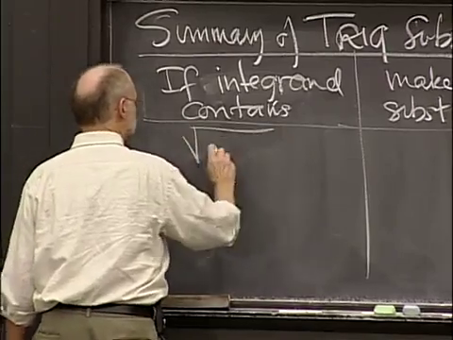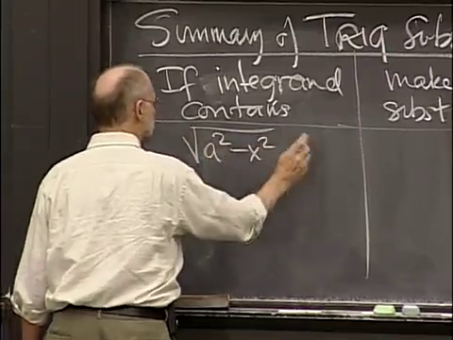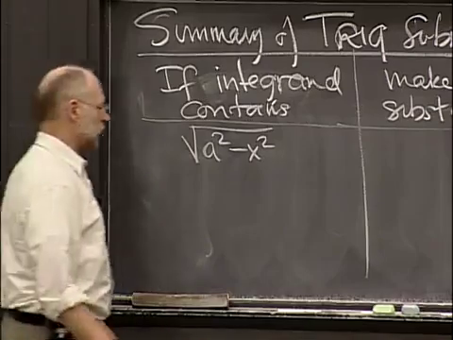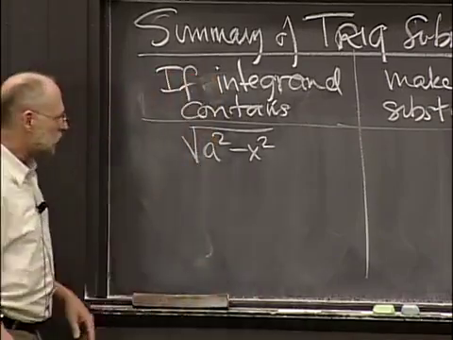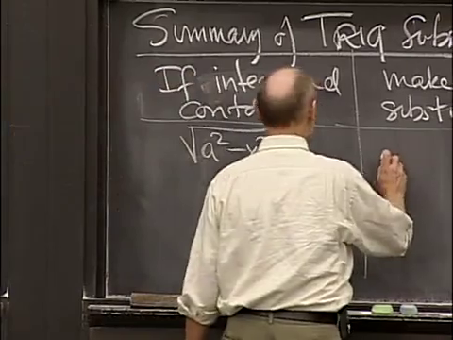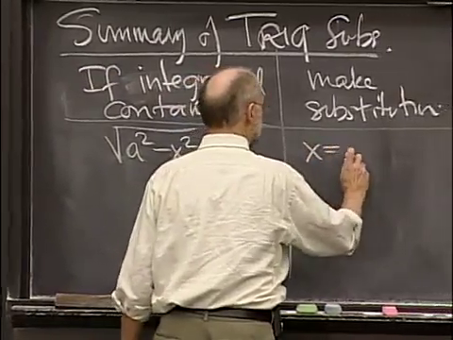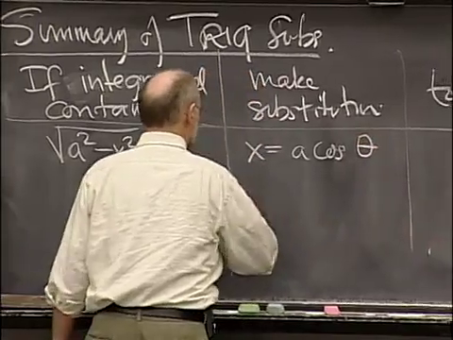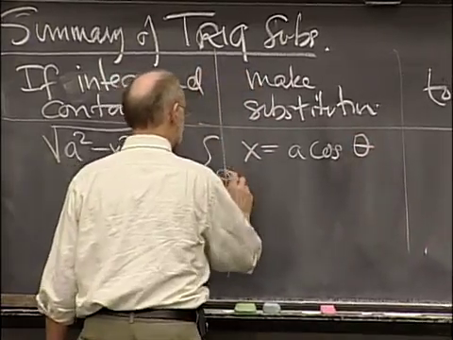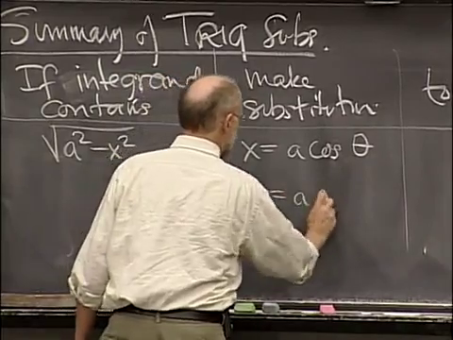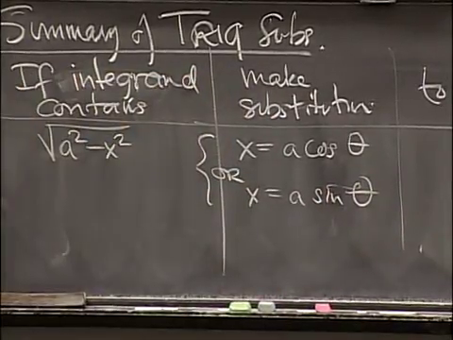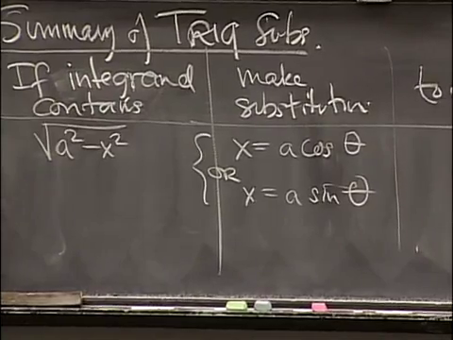If it contains the square root of a squared minus x squared, this is what we talked about on Thursday when I was trying to find the area of that piece of a circle. There, I suggested that we should make the substitution x is a times the cosine of theta, or x is a times the sine of theta. Either one works just as well, and there's no way to prefer one over the other.